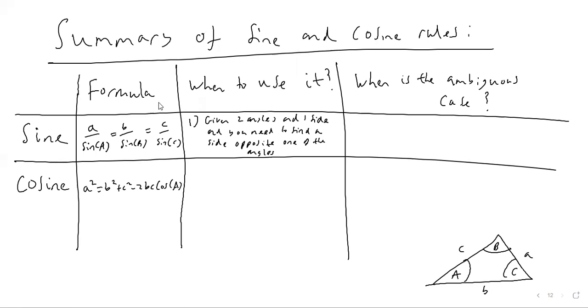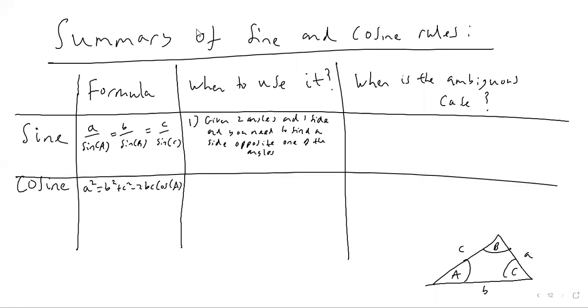There's also another case as well. Case 2 is when they give you two sides and one angle, and you need to find one of the other angles, opposite one of the sides given to you. So that's when you need the sine rule.